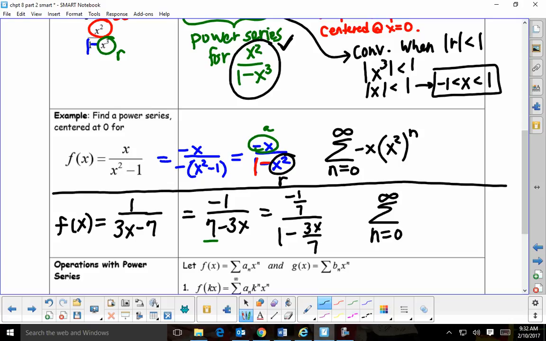Write my geometric power series? A is negative 1/7. R is 3x over 7. Good? Okay, so questions about what we just did? And if we wanted to find an interval of convergence, could we? Yes.